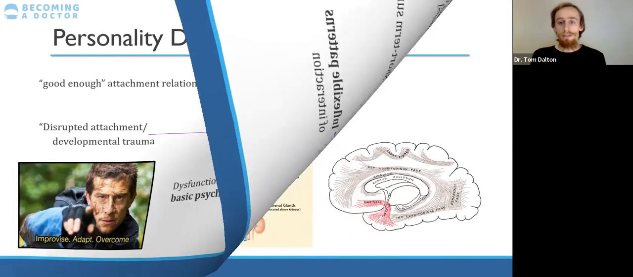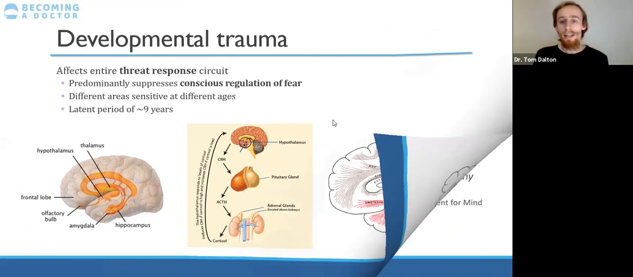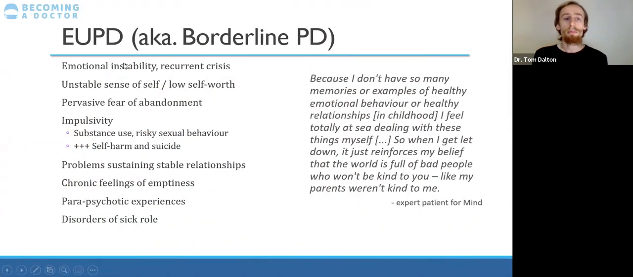And then we talked a little about developmental trauma, how it particularly suppresses the conscious regulation of fear, your ability to think your way out of states of distress, and how this is particularly noticeable in EUPD, emotionally unstable personality disorder, also called borderline personality disorder.